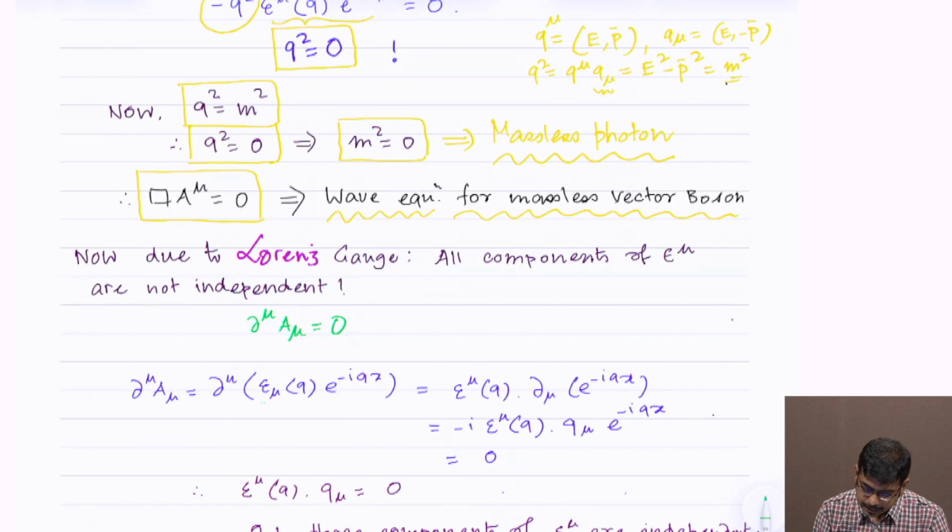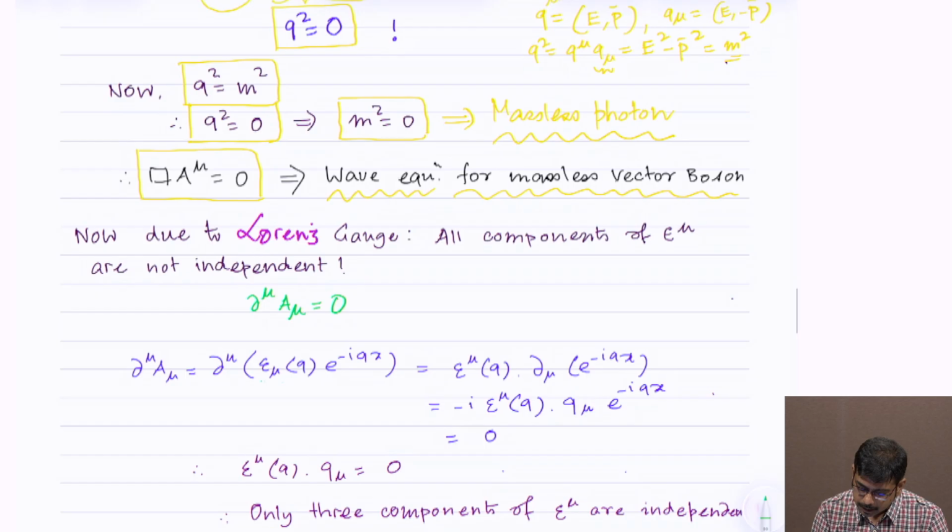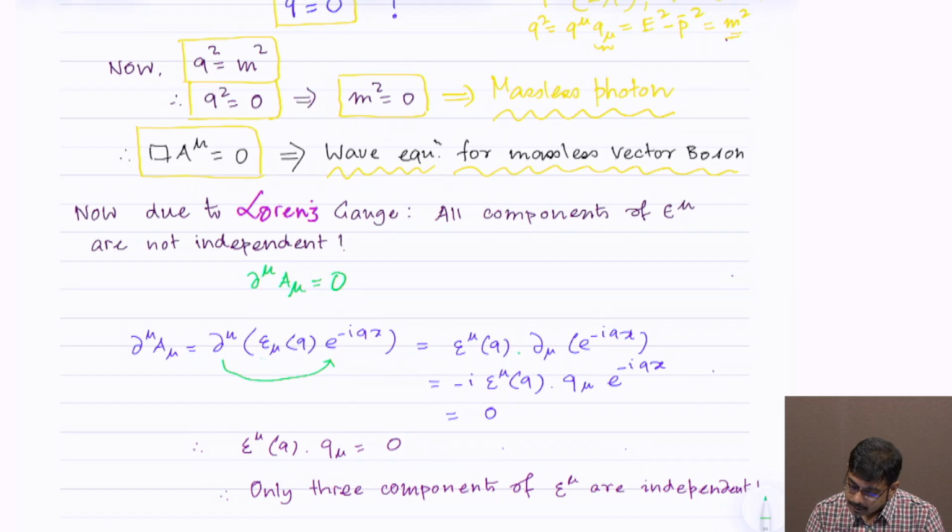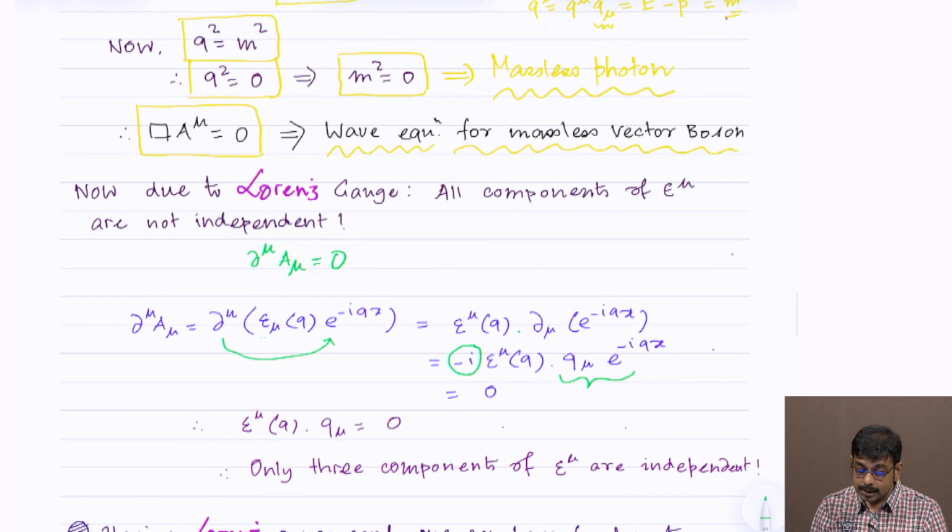So, let us put that. So, del mu of epsilon mu q e to the power minus I q x, once again del mu will act basically on the e to the power minus I q x. So, I can bring the epsilon mu q outside, and del mu of e to the power minus I q x will give you q mu into e to the power minus I q x with a factor of minus I sitting out, and this is equal to 0.